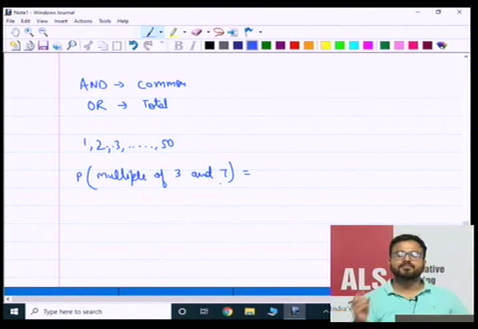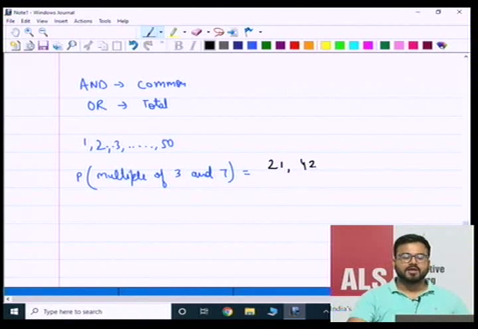So the first number is 21, 7 into 3. After that we have 42. Out of these 50 numbers, only 2 numbers are there, 21 and 42, which are multiples of both 3 and 7. So here "and" indicates common. It should be of both of them. So only 2 favorable numbers are there. So probability is favorable outcomes upon total outcomes, which is 2 by 50, which is 1 by 25.